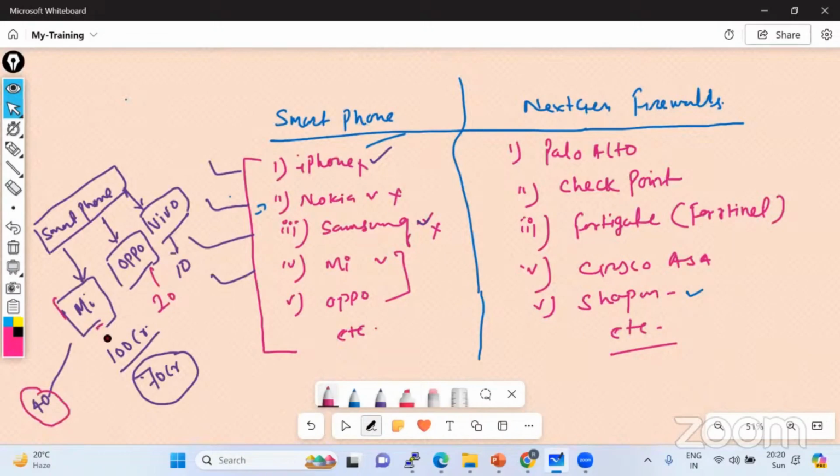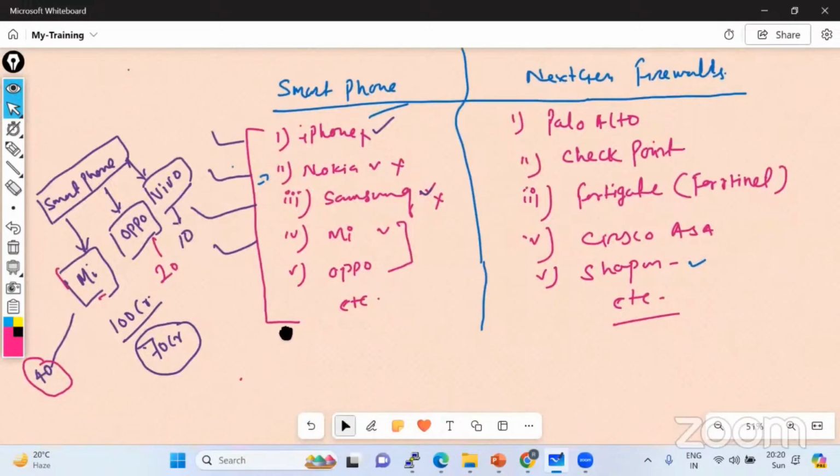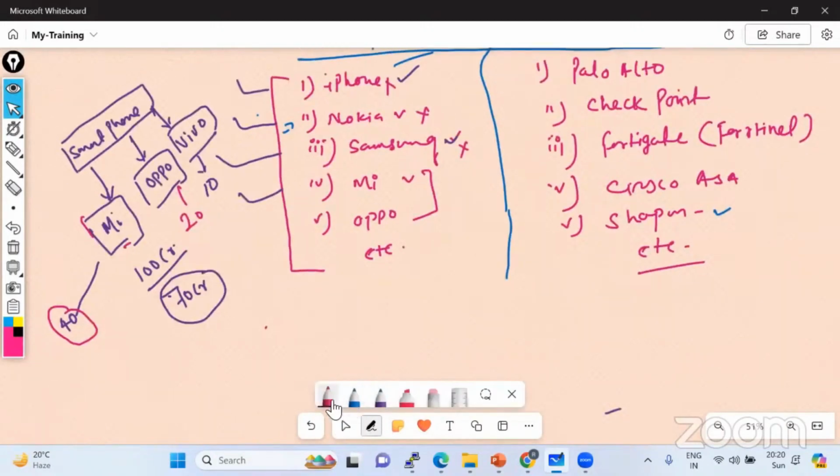So if more service centers are going to be required in India, then what is going to be required? More engineers are going to be required. You guys are understanding what I'm trying to say? If I have more products in the market, at the same time I need more engineers, right? Why do I need more engineers? For the after-sales service.